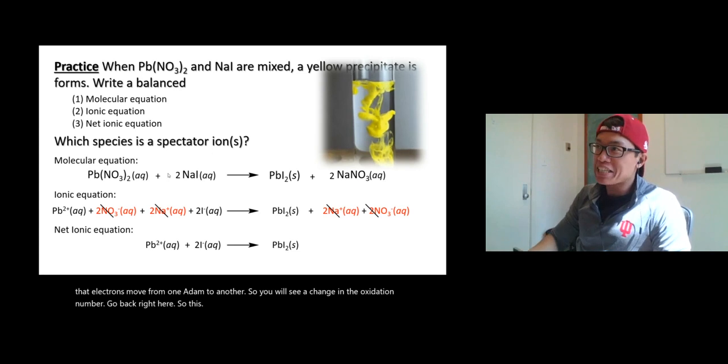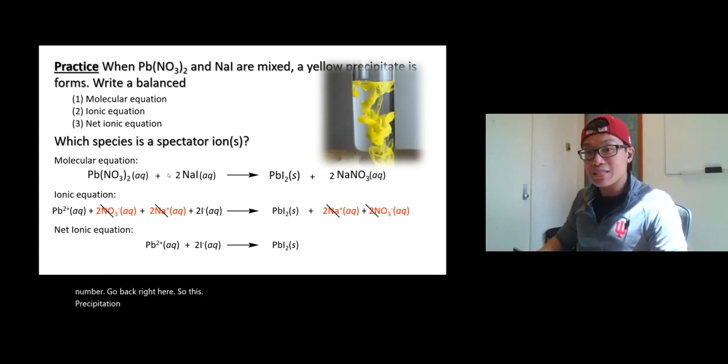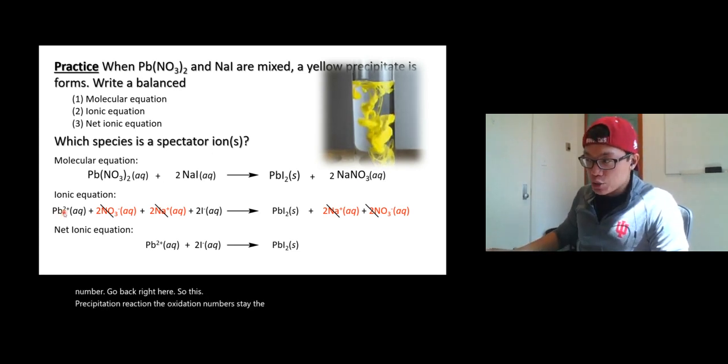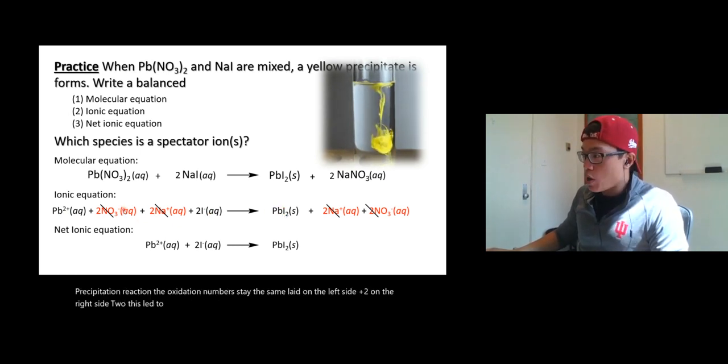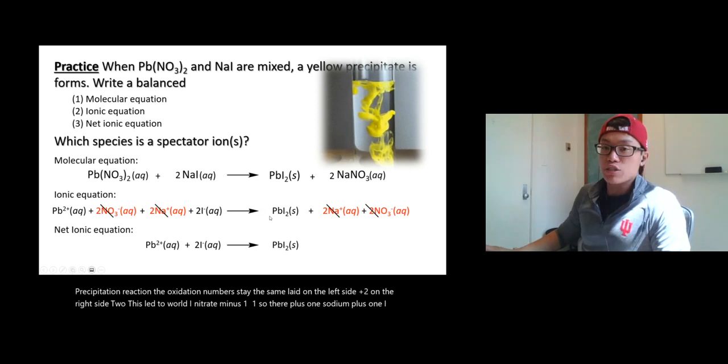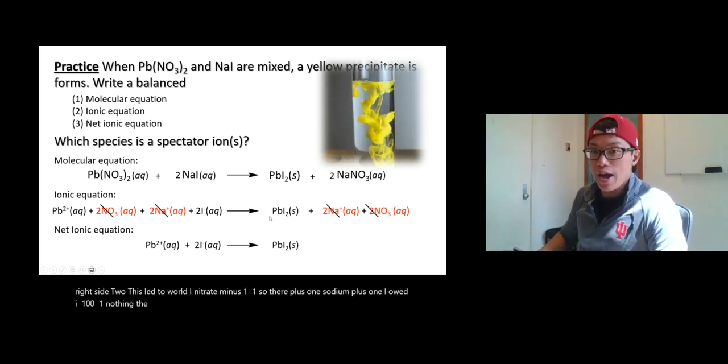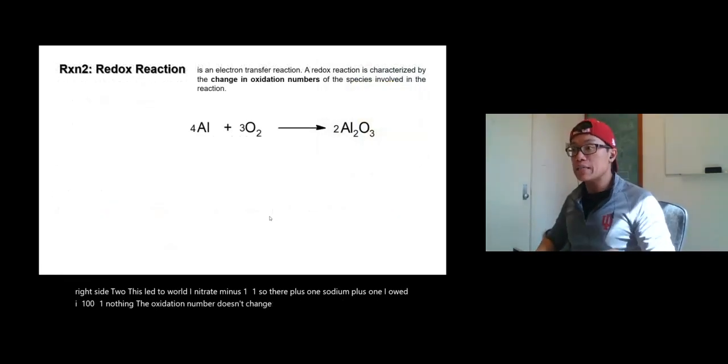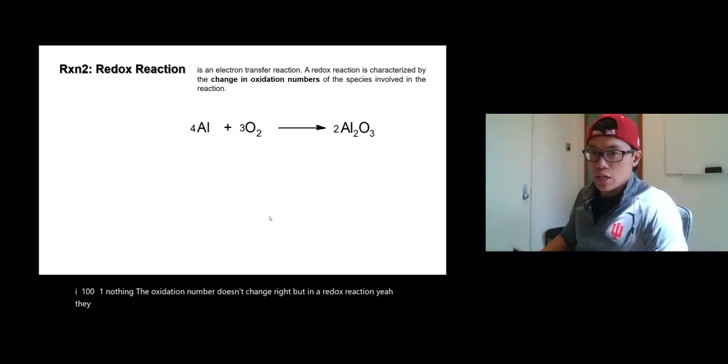Go back right here. In the precipitation reaction, the oxidation number stays the same. Lead on the left side is +2, on the right side still +2. Nitrate -1, nitrate -1, sodium +1, sodium +1, iodide -1, iodide -1. Nothing changes, the oxidation number doesn't change, right? But in a redox reaction, they do. Let's check the oxidation number real quick.